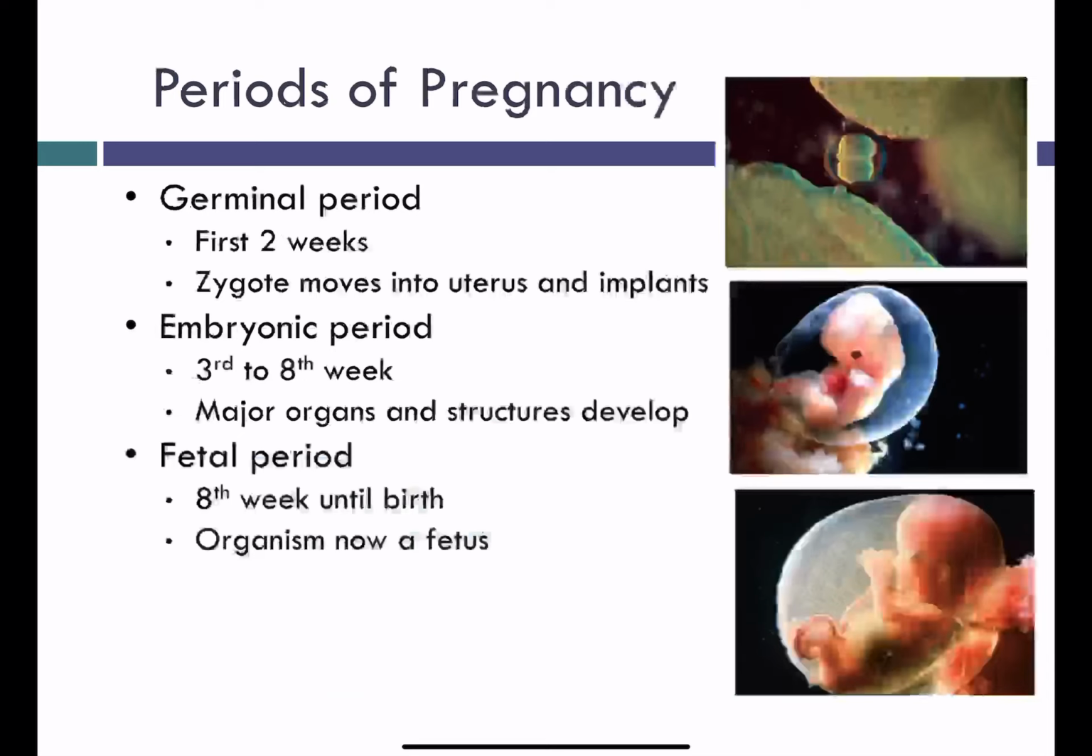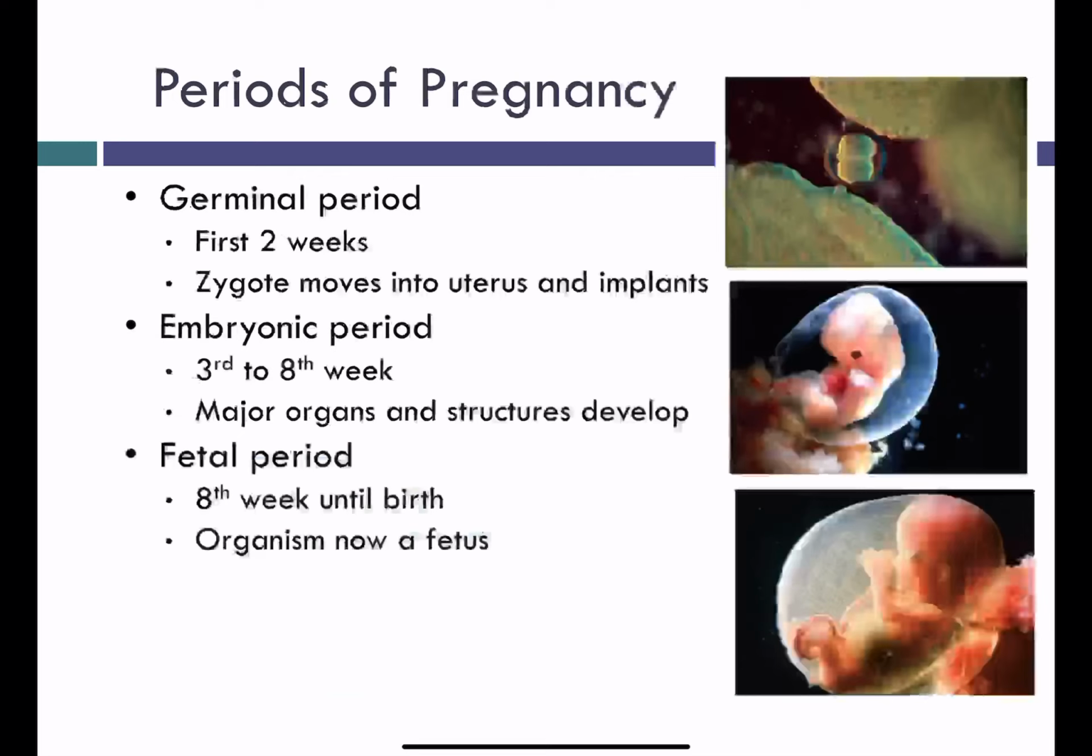In terms of periods of pregnancy, 3 general ways we can break it up. The germinal period is really the first 2 weeks, so after fertilization, the zygote travels to the uterus and ultimately implants in the lining of the uterus. So this is very, very early in the pregnancy.